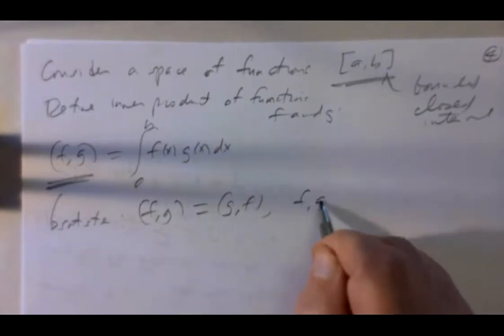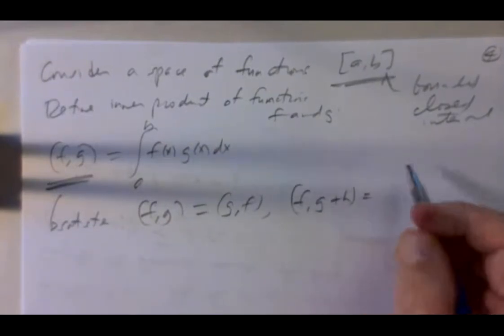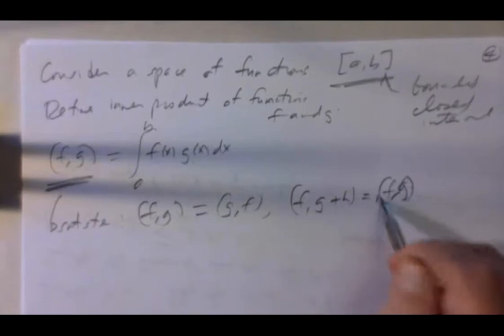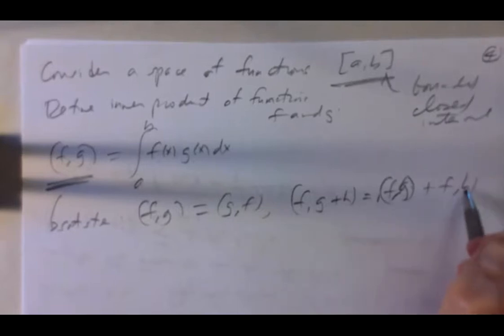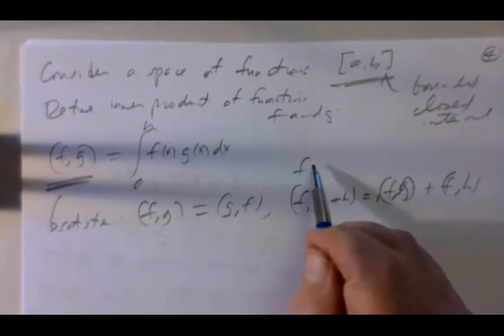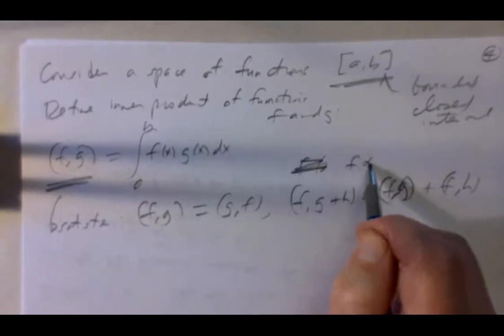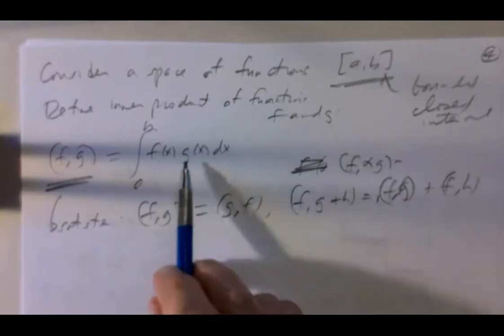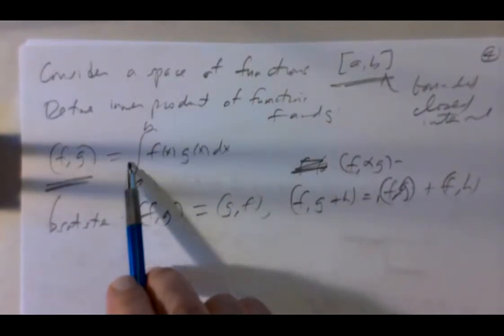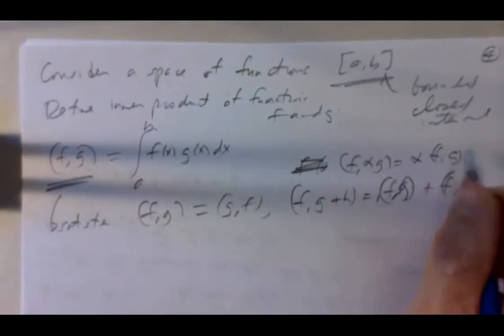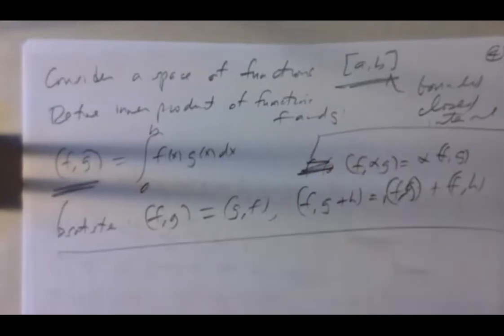And if you take f and the sum of two functions, the inner product is just the inner product of f and g plus the inner product of f and h. And if you have f and some constant alpha times g, you're just multiplying by a constant. You can always take a constant outside an integral sign. So this is alpha times the inner product of f and g. So this inner product satisfies these properties.